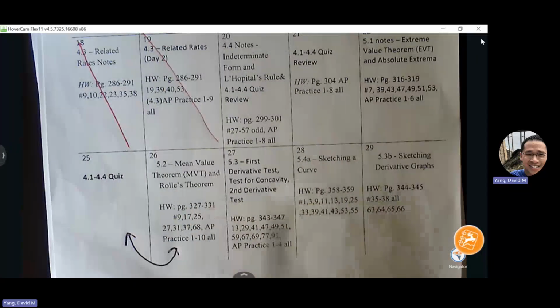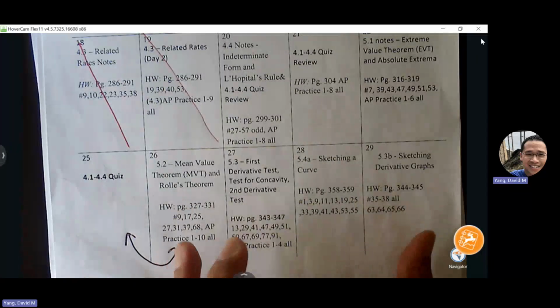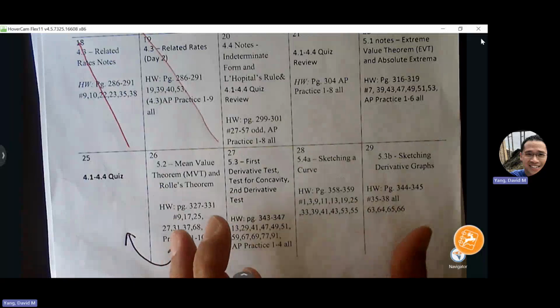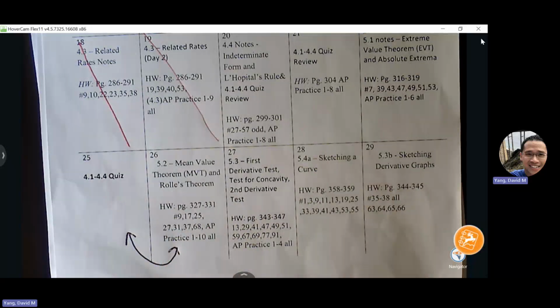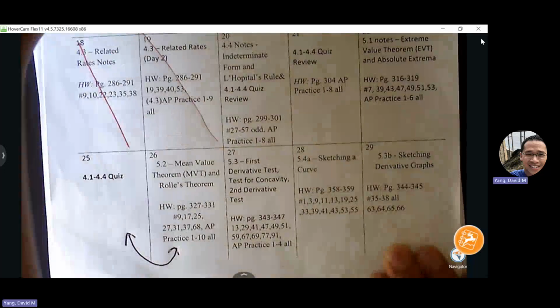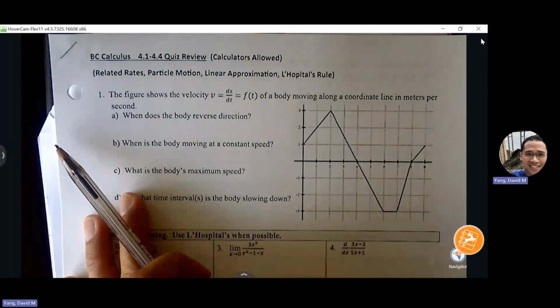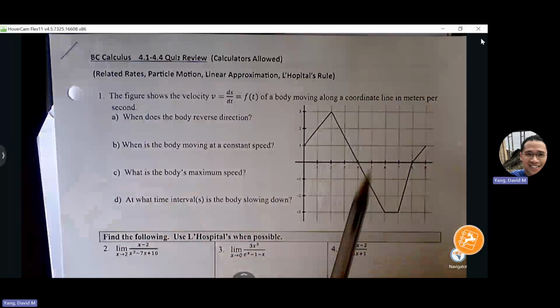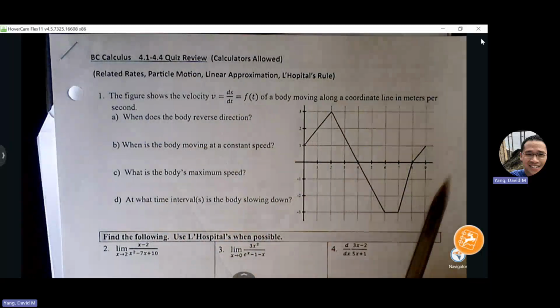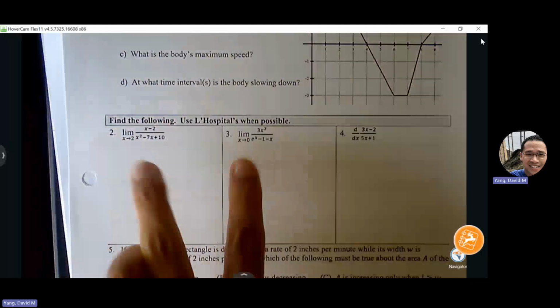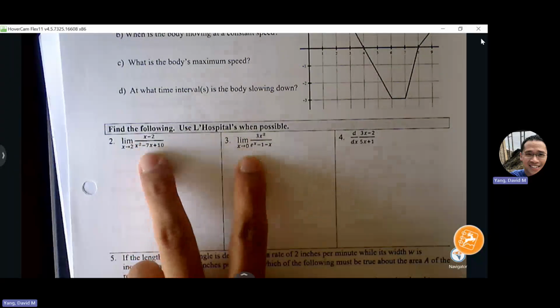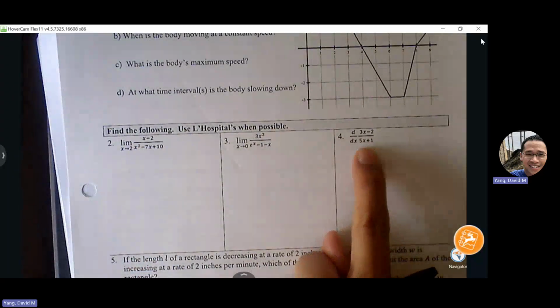I will say though that Unit 5 has a lot of topics condensed into it, so we've got to figure out a way how we can get everything in and still stay on track. Okay, so let me just highlight what we want to be able to do. Being able to do a particle motion problem, interpreting from a graph, being able to do L'Hopital's rule, and understanding it's not the same as the quotient rule.